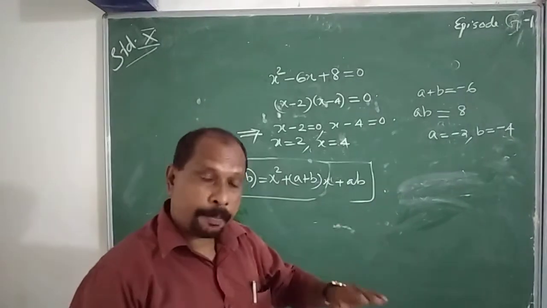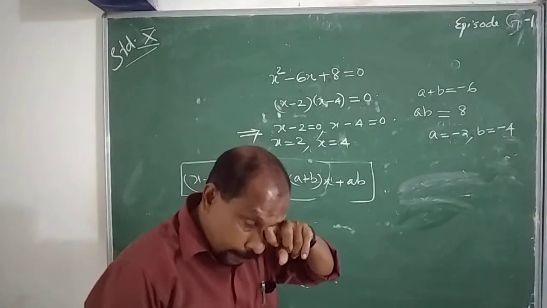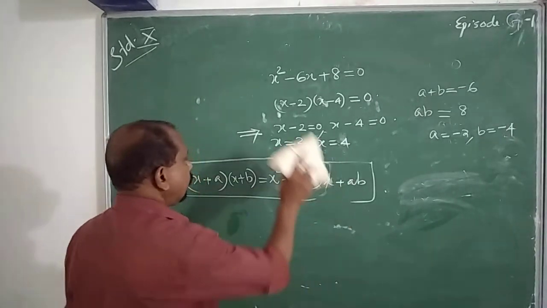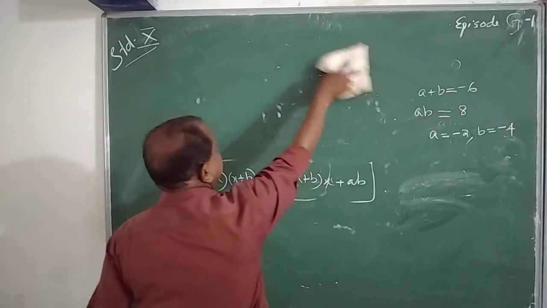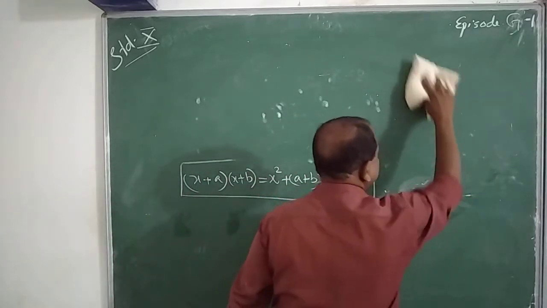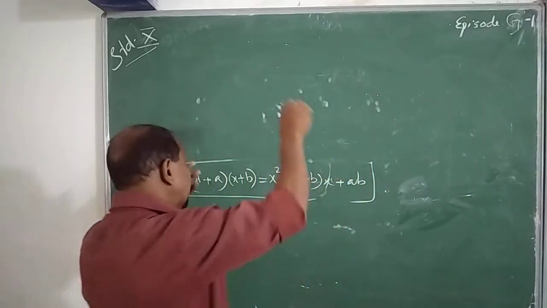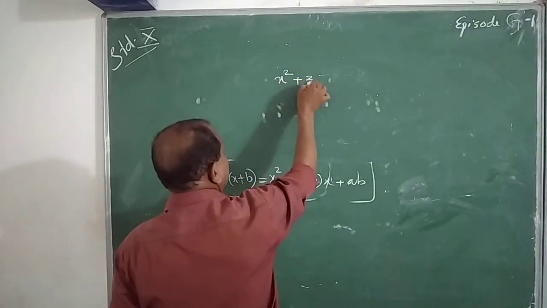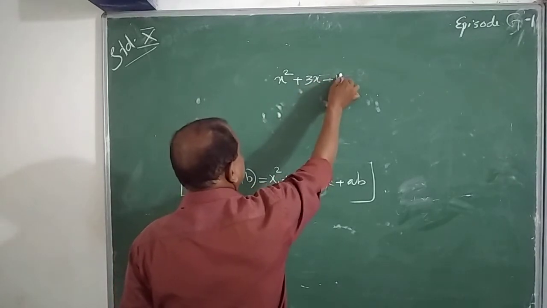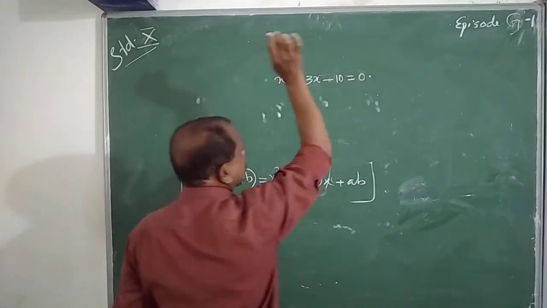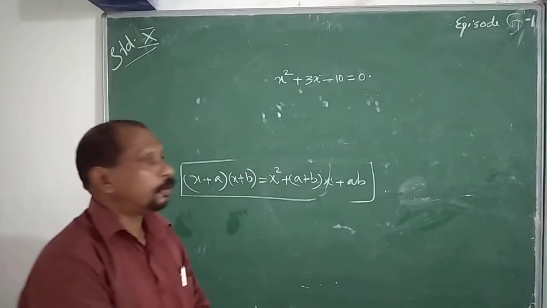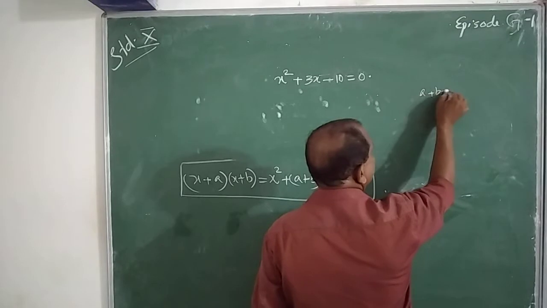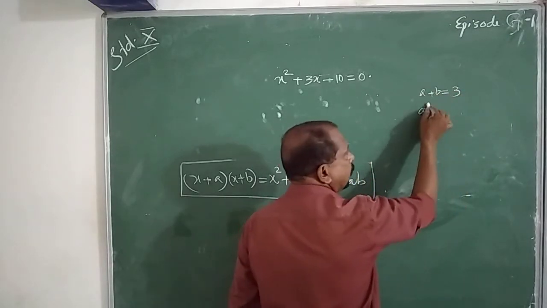In these two examples, we know that the coefficient of x square is equal to 1. Okay? Then another example: x square plus 3x minus 10 is equal to 0. Then what is a plus b? 3. What is a into b? It is minus 10.